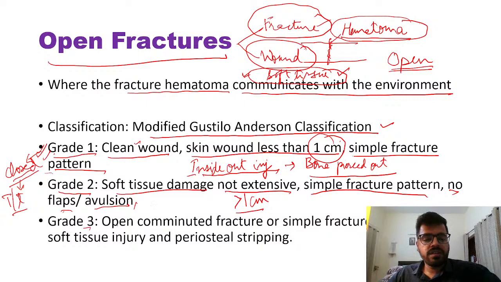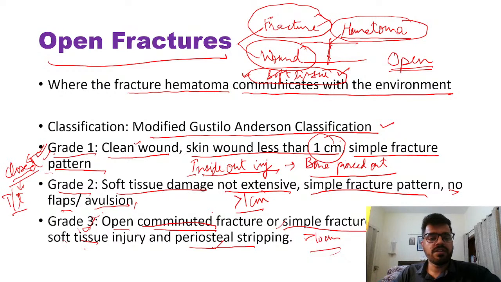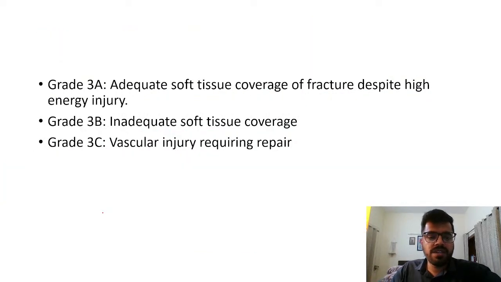Then we come to grade 3. These are open comminuted fractures. If the fracture is comminuted, then the size of the wound does not matter. It is already grade 3 if it is a comminuted fracture. Or there's a simple fracture with extensive soft tissue injury and periosteal stripping. It is more than 10 centimeters usually. There's a simple fracture with a big wound and periosteal stripping. Then we have grade 3. Grade 3 is further divided into 3. Grade 3A, B and C.